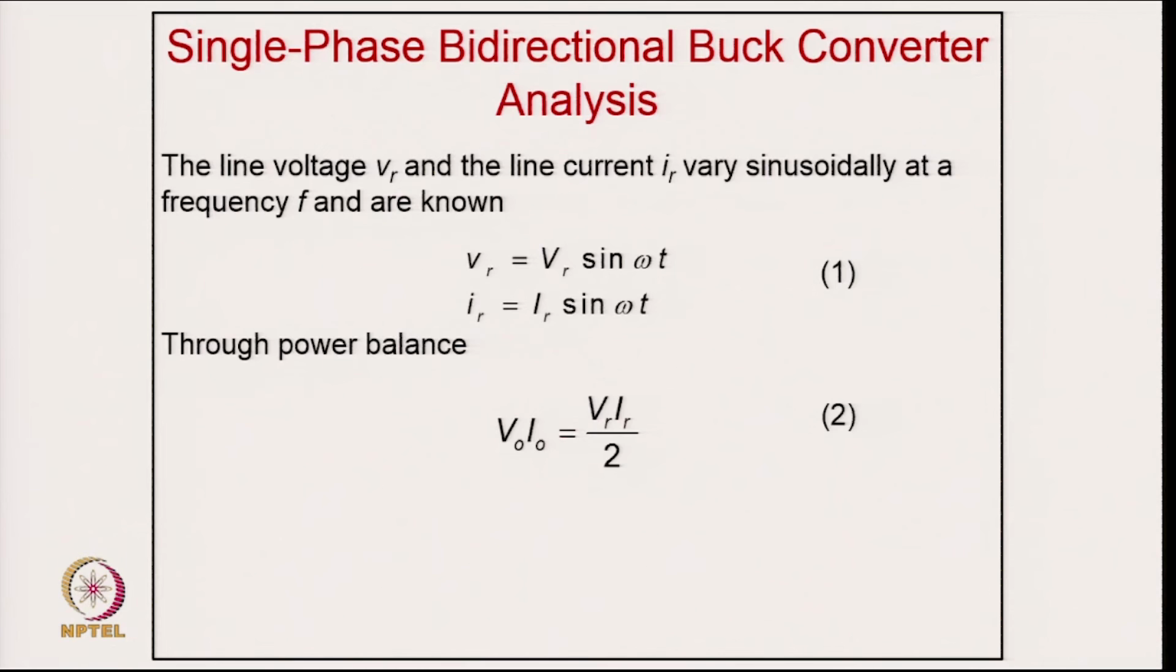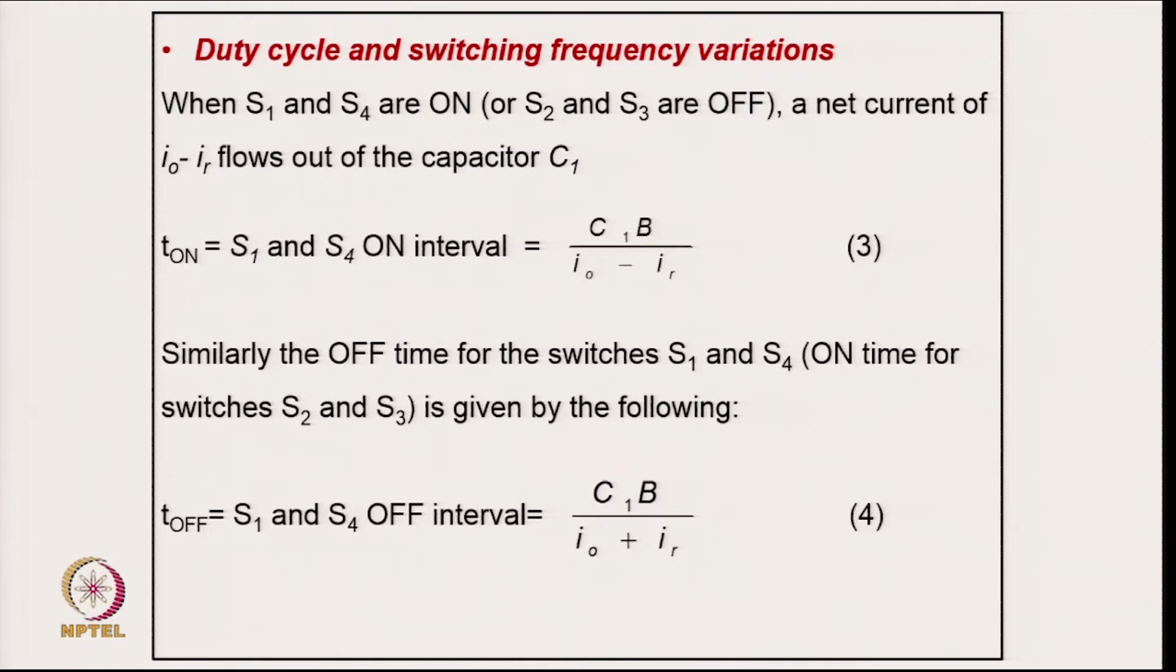So, line voltage and line current are sinusoidally varying. So, we can say this is line voltage and line current in terms of amplitude, and the power will be V R I R upon 2, where these are multiplied, and that will be the average current. Where S1 S4 are on, S2 off, the net current I minus I R flows to the capacitor, and this capacitor current will be of this form, and similarly in the off period, S1 S4 are on, S2 off.